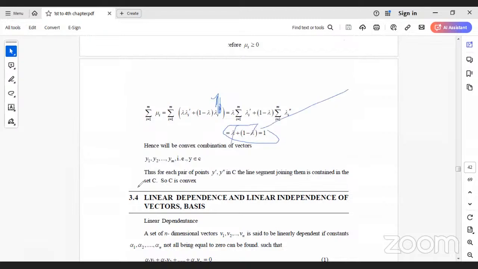So y is a convex combination of the vectors y1, y2, ym, and y belongs to C. Thus, for each pair of points y dash and y double dash in C, the line segment joining them is contained in the set C. So C is a convex set.